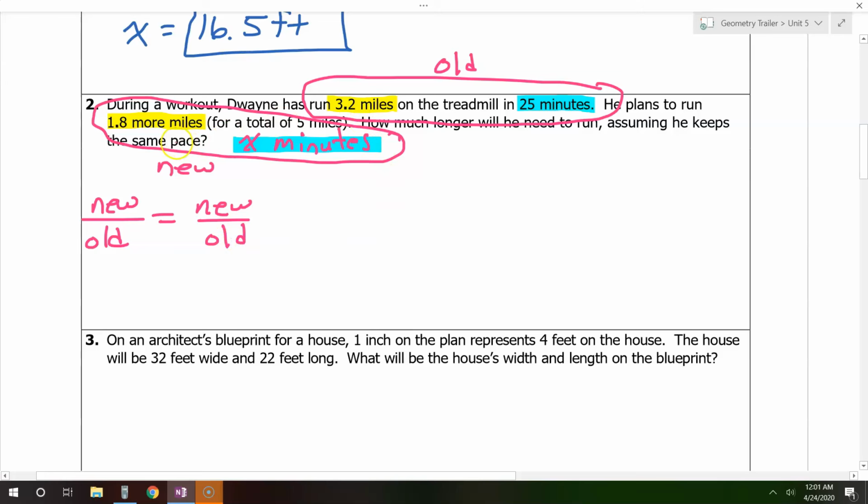So let's look at the miles. New over old miles, that would be 1.8 over 3.2. New miles divided by the old miles. Now let's look at the minutes. New minutes divided by old minutes. So that would be x, which is what we're looking for, x minutes, divided by 25. And then we just cross multiply.